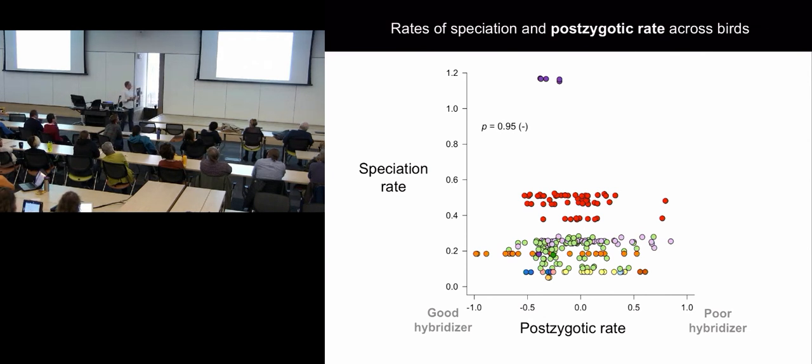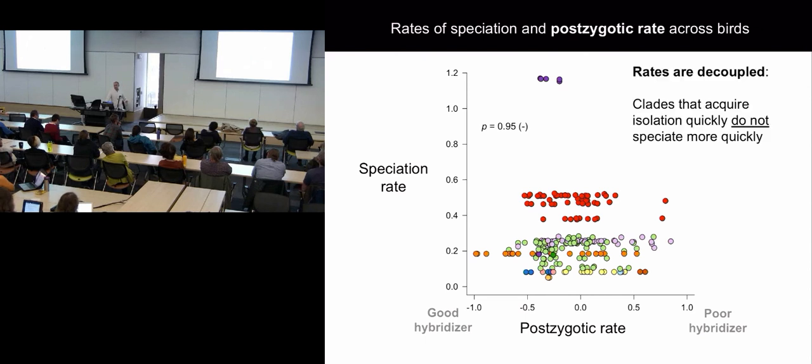In fact, the slope of this relationship is actually negative. It's non-significant. It doesn't matter how we estimate speciation rates, we get essentially the same result. And so the key take-home message here is that the rates are decoupled. We have clades that acquire reproductive isolation quickly, and we find that they do not actually speciate more quickly.